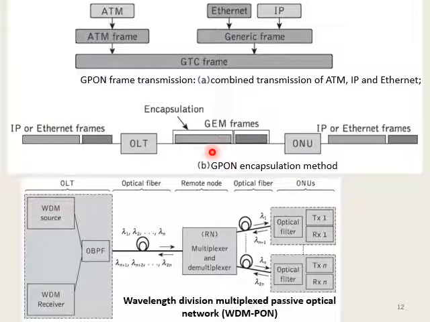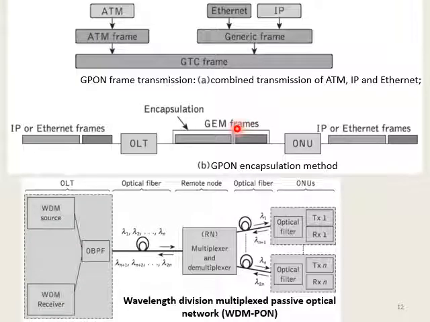So if I want to explain GPON, the GPON frames transmission, we can mention it along with the encapsulation method, and also the previous diagram showing what GPON is, how it is transferred with the split, and how much split can be done. That is what GPON is about.